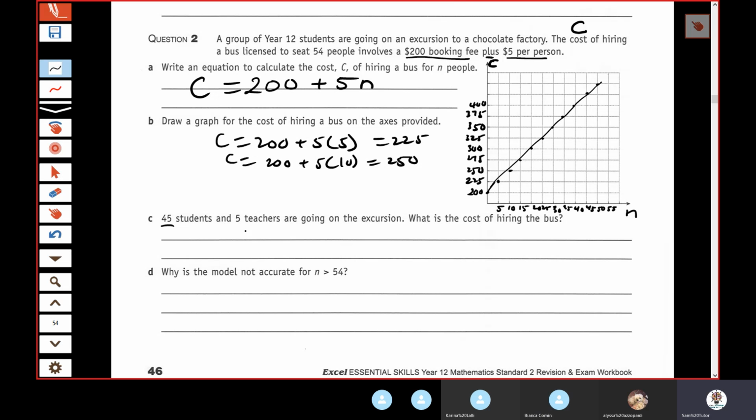45 students and 5 teachers are going on. What is the cost?